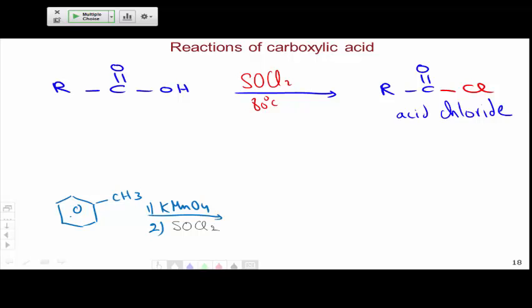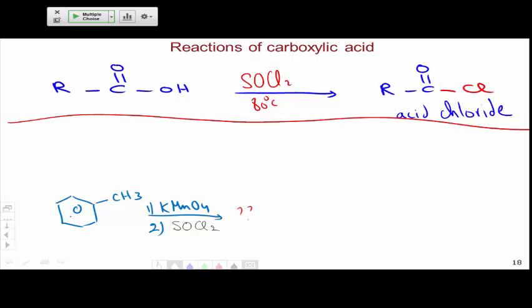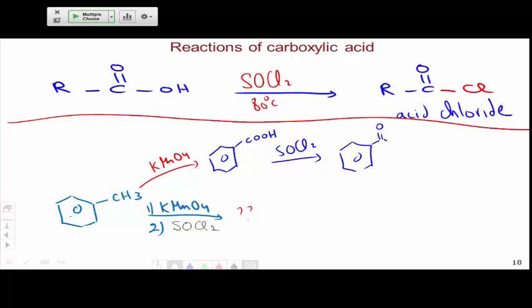Okay, now what is the product of these two steps? Let's start with the first step. So the first step in here is KMnO4. So there is at least one benzylic hydrogen. So I'm taking this to the benzoic acid, followed by SOCl2. That is the reaction of carboxylic acid to an acid chloride. So I can prepare this acid chloride starting from, yes.